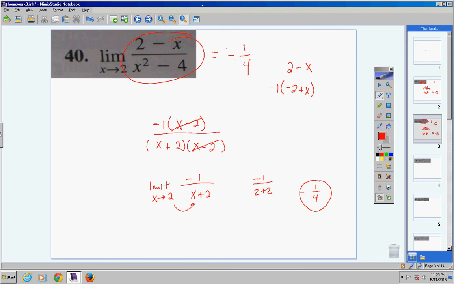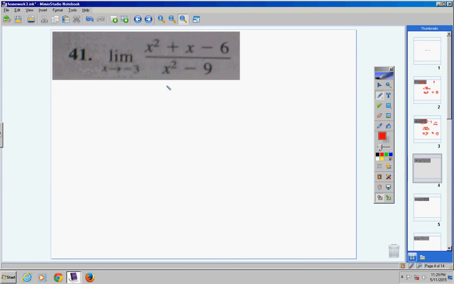Alright, let's move on to number 41. Same thing again. If you put a negative 3 in up here or down here, you'll get 0 over 0. Okay, so I'm going to factor the top and factor the bottom. Here we go. The top, if I factor it, is going to be what two numbers multiply together give me a negative 6, but when added together give me a positive 1. Well, the answer is positive 3 and negative 2.